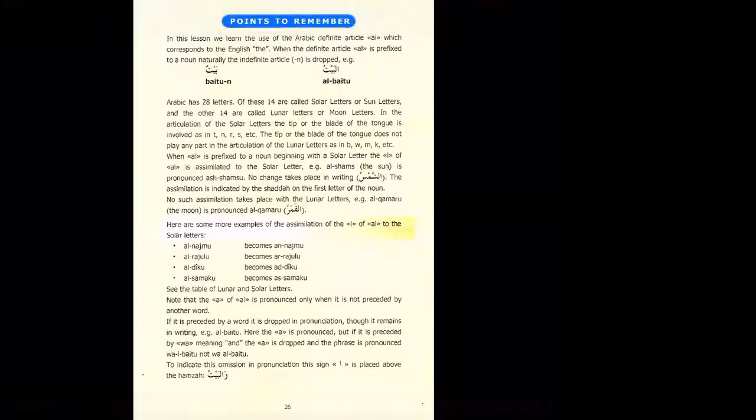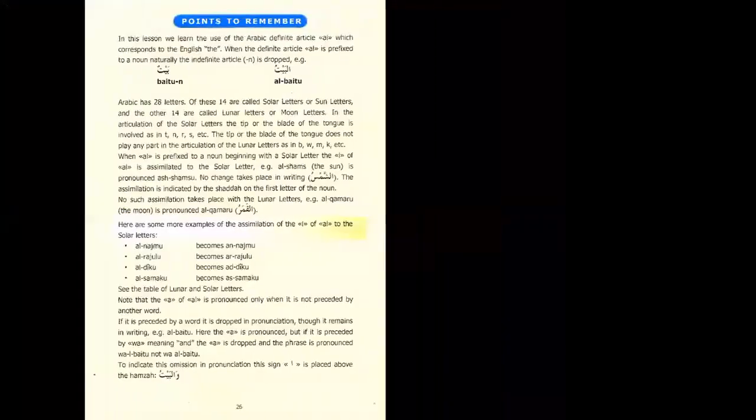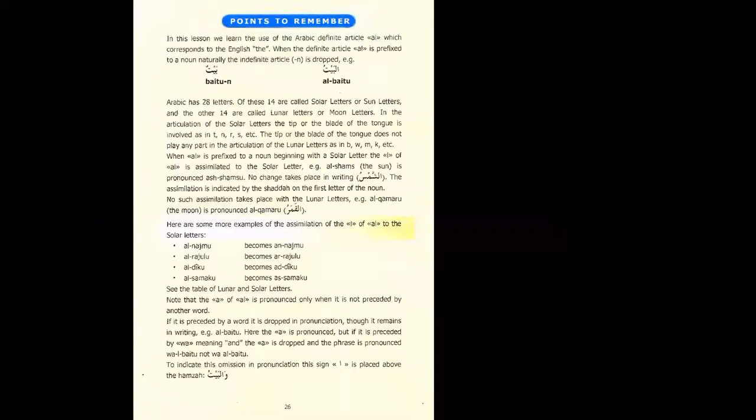So here these are the two things that we learned in this lesson. We'll just quickly go through the points to remember so that we are clear about that. We learned the use of the word al, right? So we said baytun, but al baytu. Even though it's baytun, the tanween, the two dhamma at the end of baytun, will be dropped and it will become al baytu, because of the al that's been attached to it.